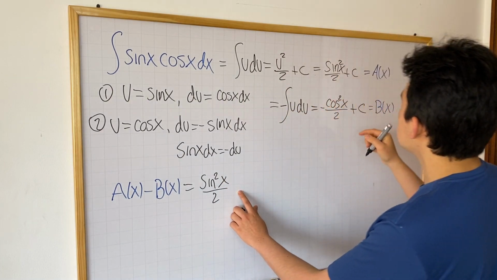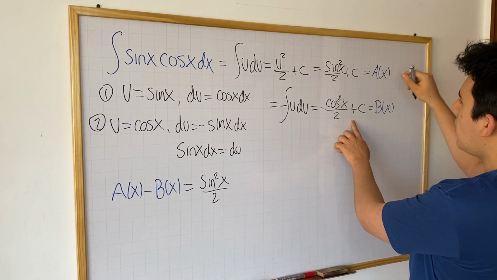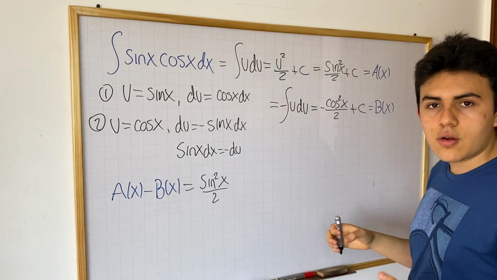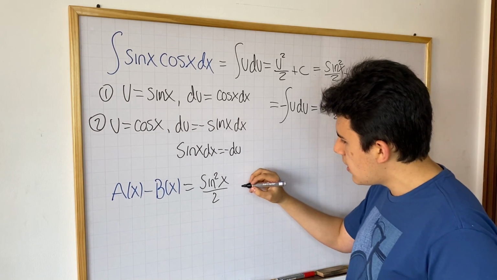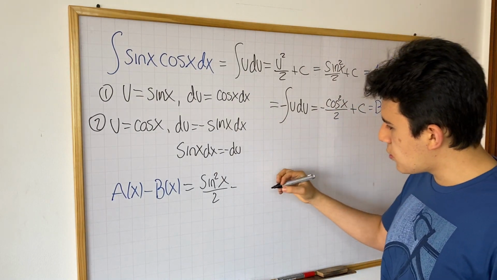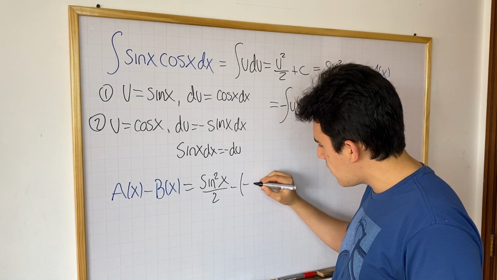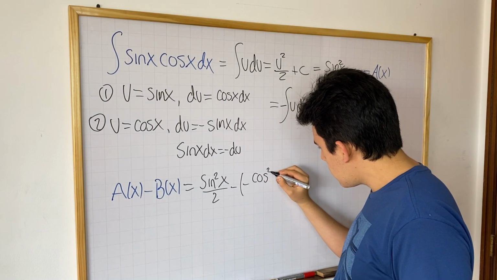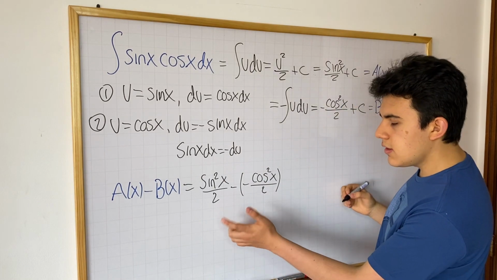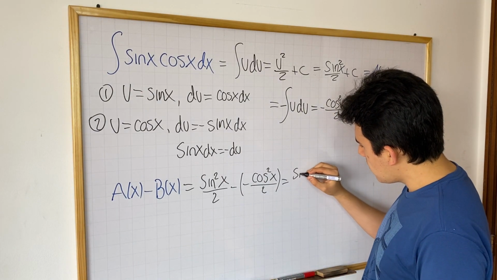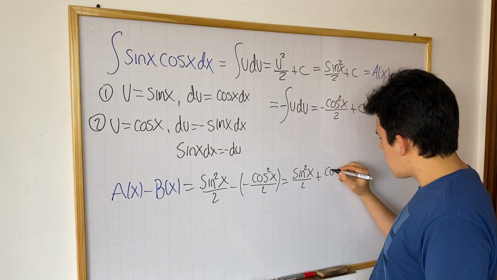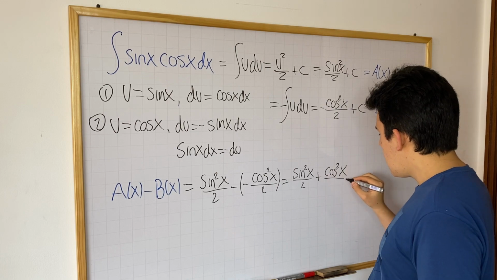We have the constants plus c and plus c, but when we use a negative sign here, the two constants are going to disappear, so I'm not going to write them. And here we're going to get minus cosine squared of x divided by 2. Now you can write it like this: sine squared of x divided by 2 plus cosine squared of x divided by 2.